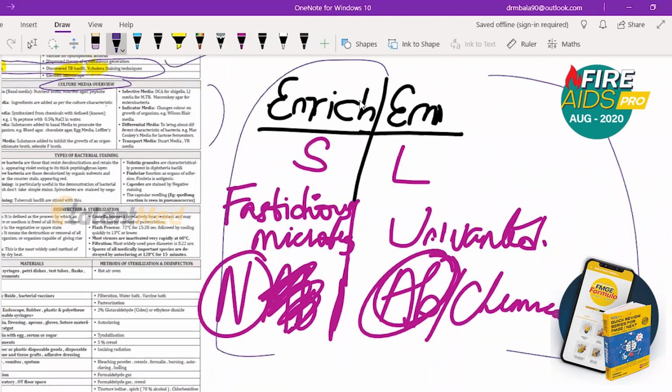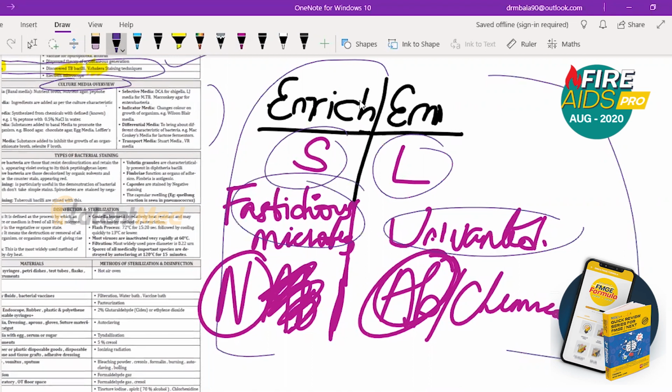Okay, I repeat, enriched is solid, enrichment is liquid. Enriched is for necessary microbes, enrichment is for unwanted microbes. In enriched you are going to add nutrients, in enrichment you are going to add antibiotics.